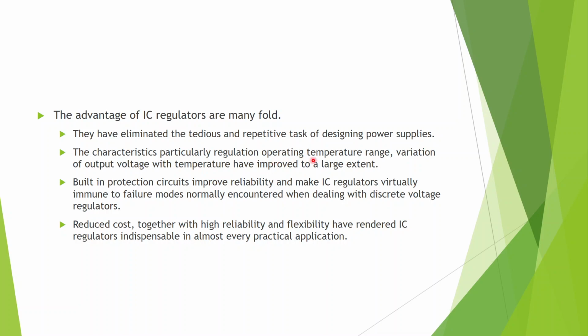What are the characteristics? Operating temperature range, that is, an IC voltage regulator can operate within a wider temperature range than the discrete voltage regulator. Variation in output voltage with temperature. Usually when the temperature changes, it has its effect on the output voltage. So this variation of the output voltage with temperature has been minimized in an IC voltage regulator as compared to the regulator made using discrete components.